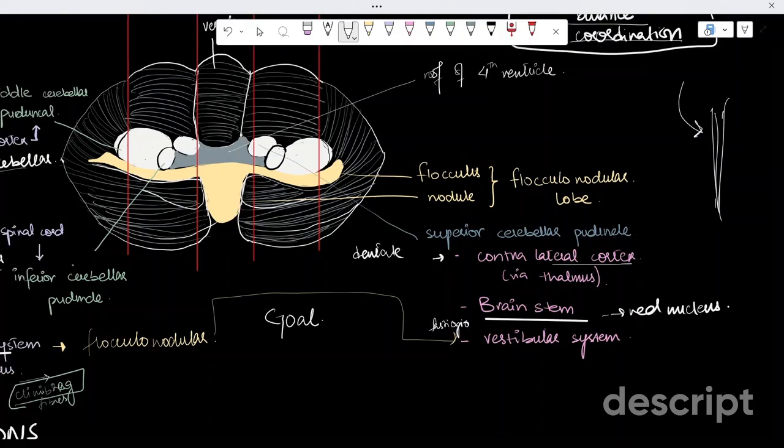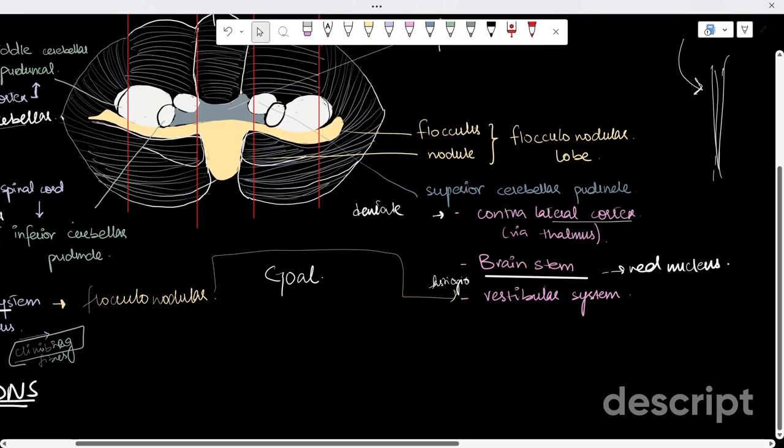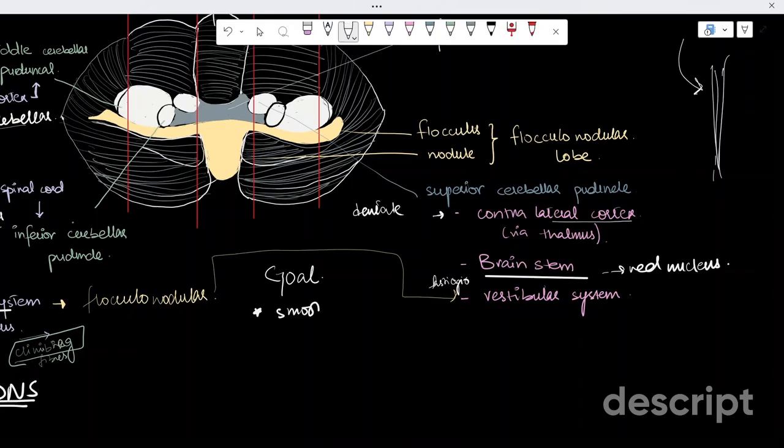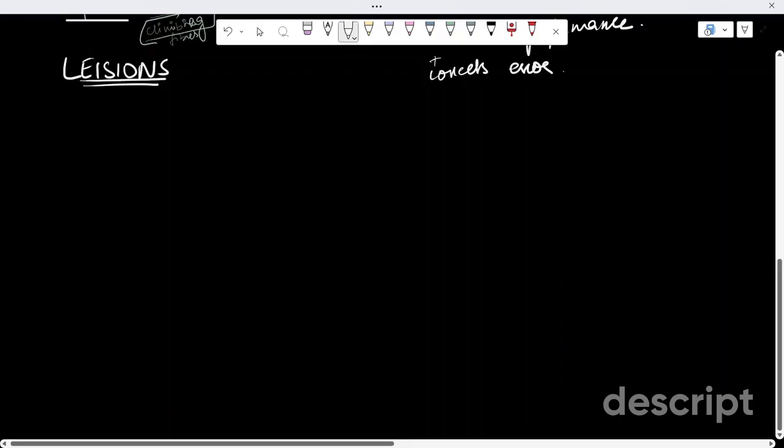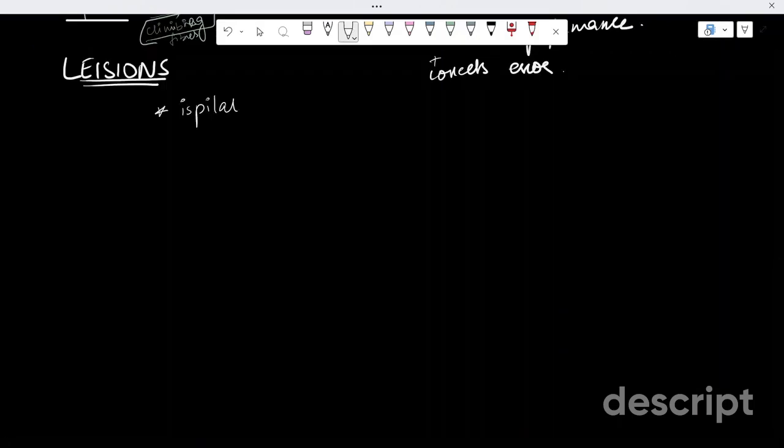So as I just mentioned, it sends the fibers to the already moving pathways like rubrospinal or corticospinal pathways. The main goal is to smooth and coordinate the movement, also to check if it is relevant to the intention. So basically, it's intention versus performance, which is checked by cerebellum. And once it checks, it also corrects the errors. Now coming to the lesions, always remember whenever there is a cerebellar lesion, it is always ipsilateral. So a lesion at right side will affect the right side of the body.